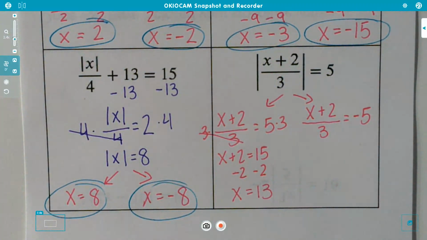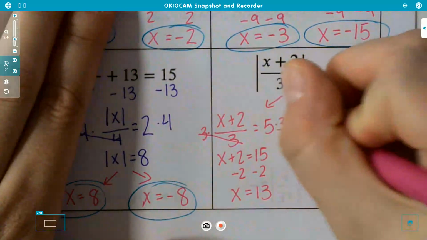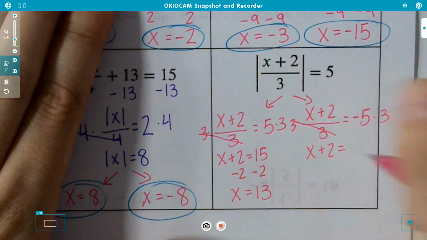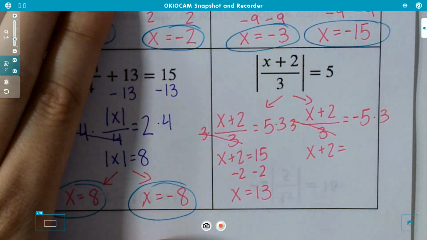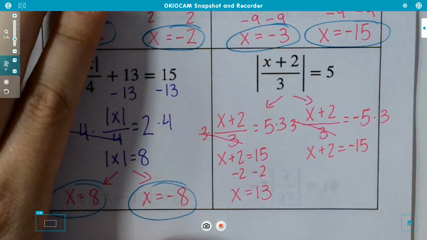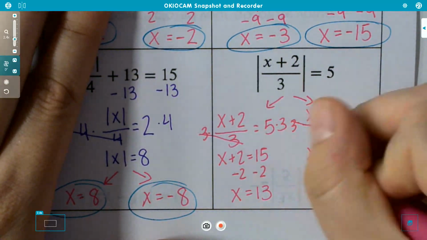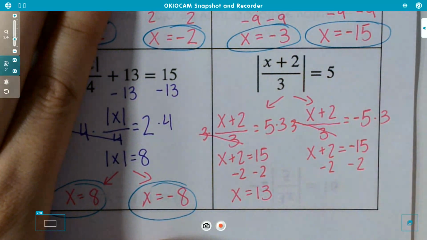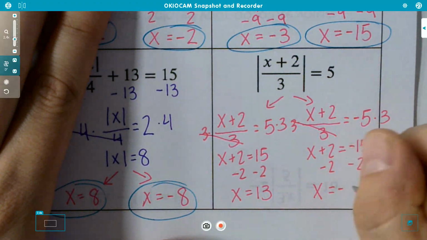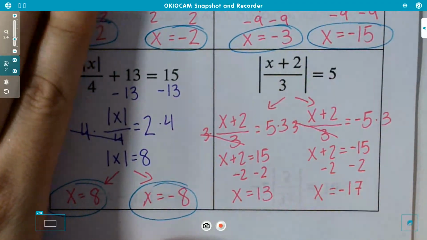Okay, on the other side, I do the same steps, but I'm going to get a different answer because I'm equal to something different to start. So I'm going to multiply by 3 times 3 times 3. These cancel, so I've got x plus 2 equals negative 5 times 3 is negative 15. And then I'm going to subtract 2. So minus 2 minus 2. I will get x equals negative 17. Negative 15 minus 2 is negative 17.